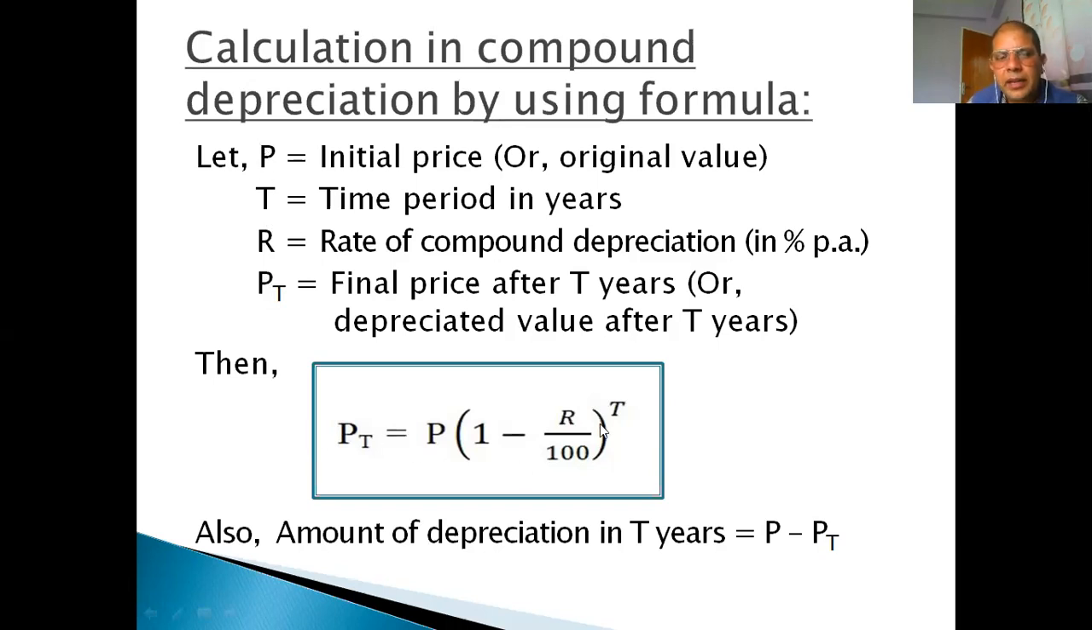So we have the formula. You can assume this formula as the compound amount. In the place of CA, you can write down PT, but in the place of plus, here it is minus.